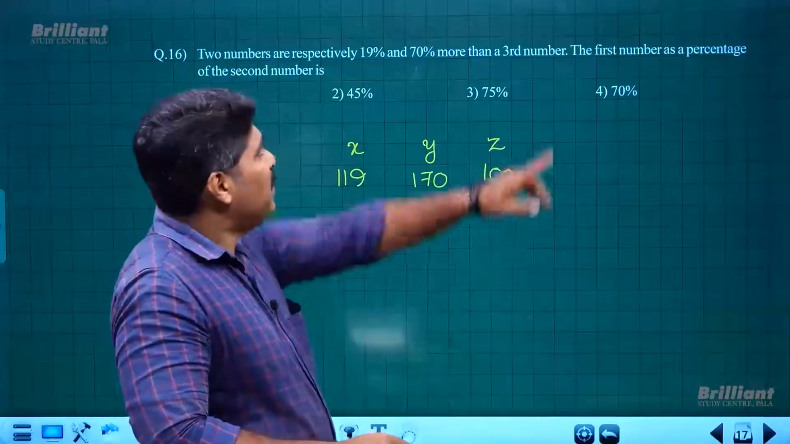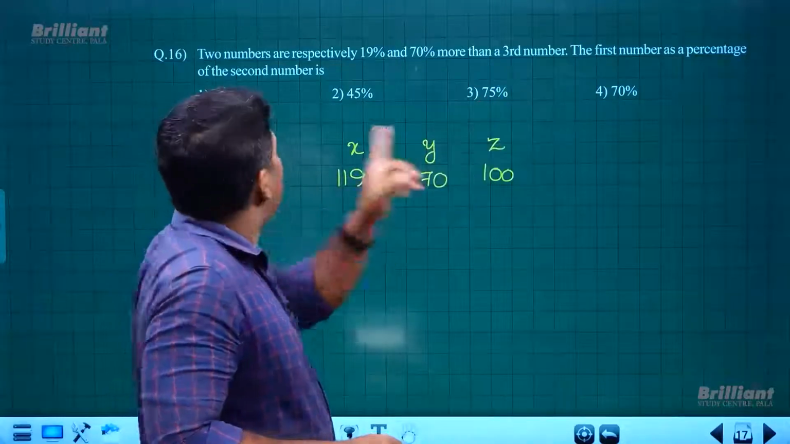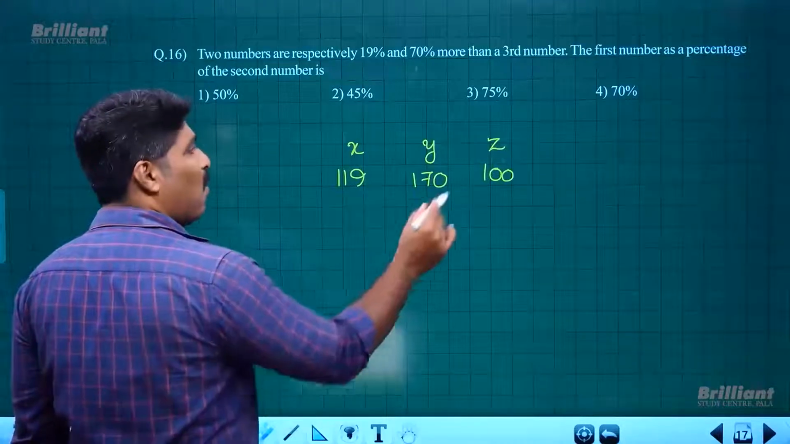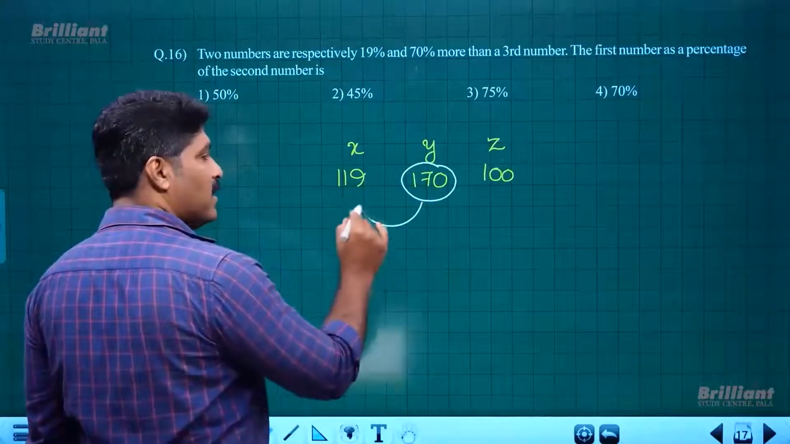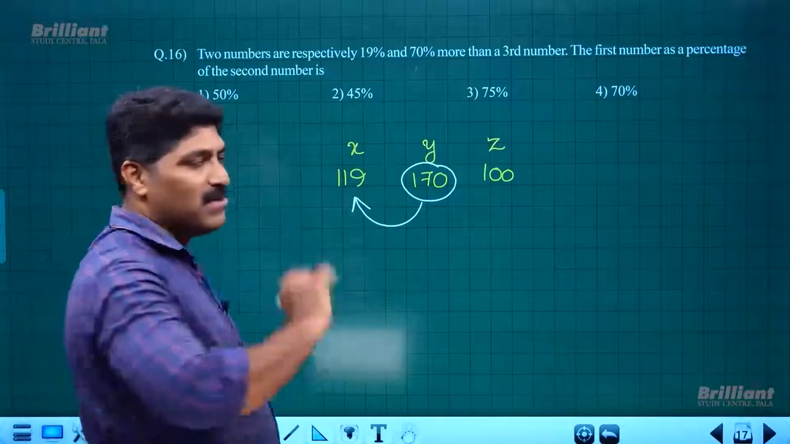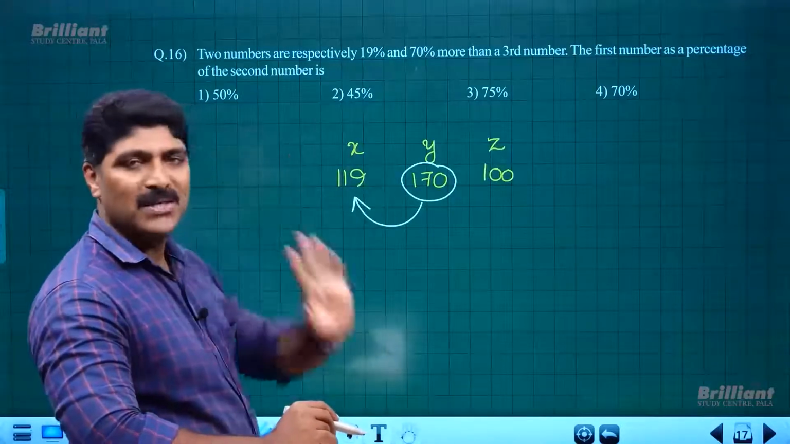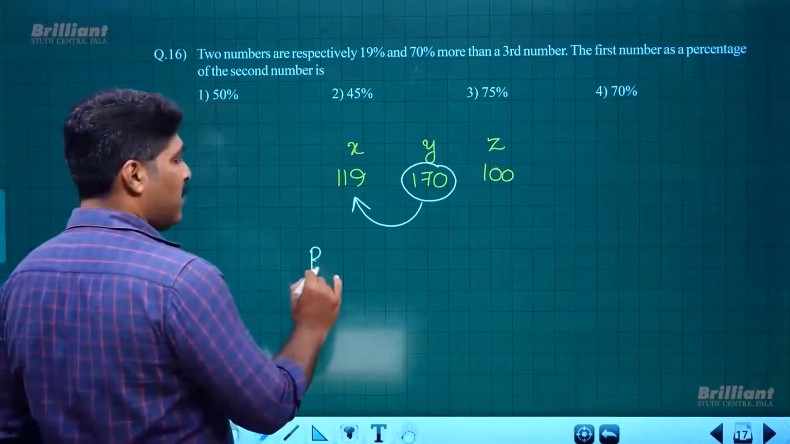What are you going to do? Here we have to find the first number as a percentage of the second number, with the second number as the base. This first number is what percentage of the second number? That only we have to find out. Therefore, the required percentage.